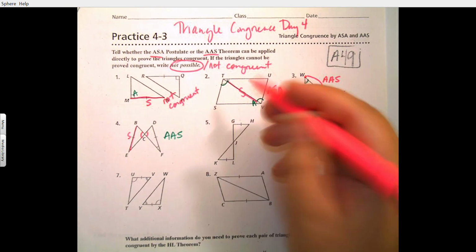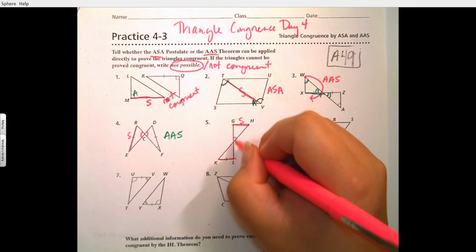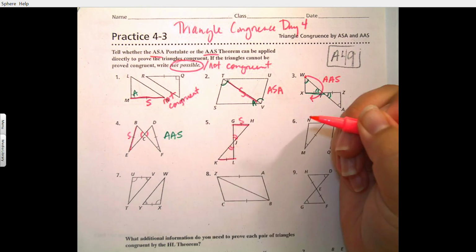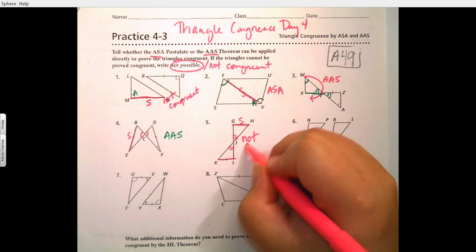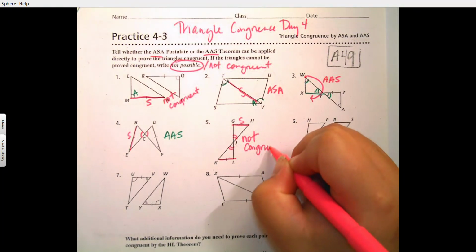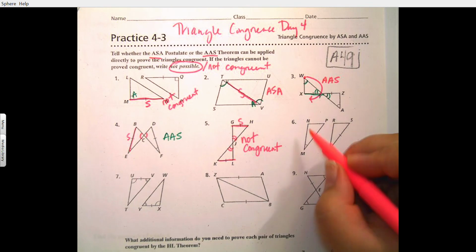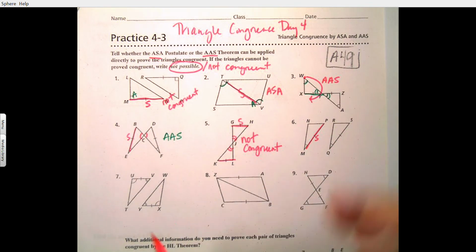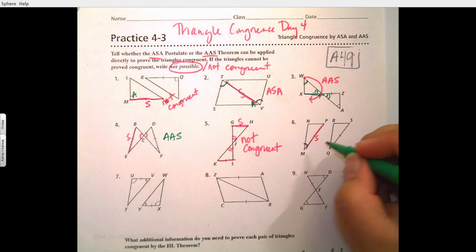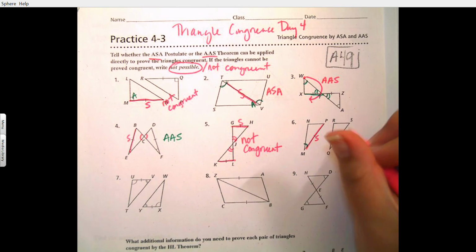Here I see side here, so there's my side, and I see my secret vertical angles here, and that's it. So that's not enough information. Those are not congruent. Here I see angle and side. So again, I have angle, side. I always need 3 things.